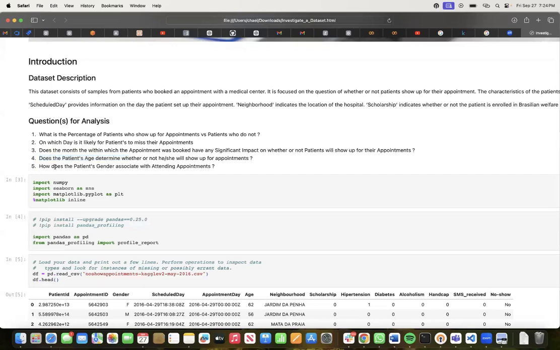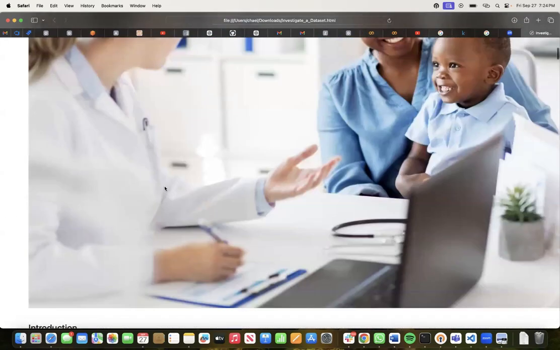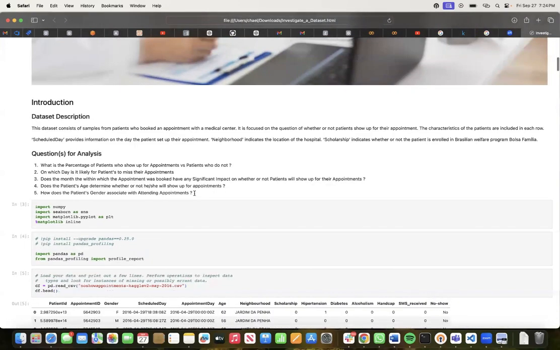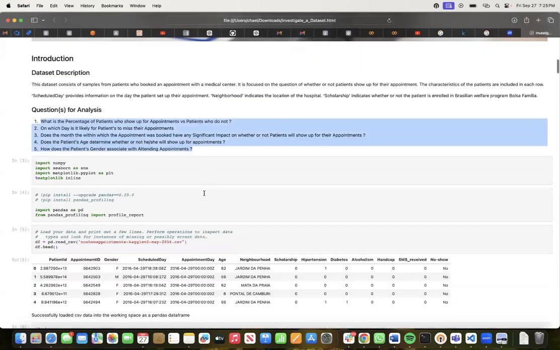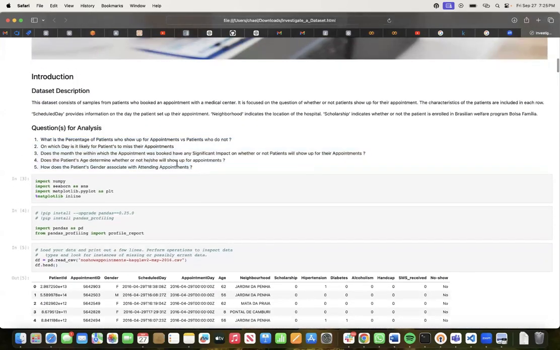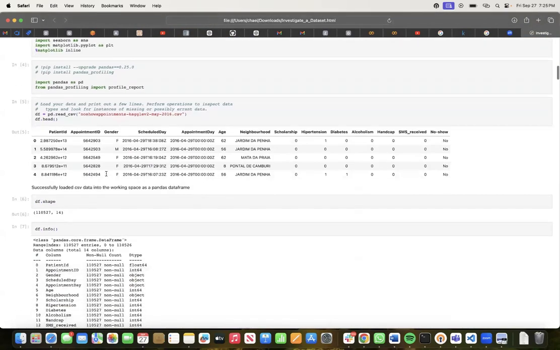And the last one, how does the patient's gender associate with attending appointments? Is it that males are attending appointments better than females? If that is the case, then why? Do you get it? At the very start of the whole process, I decided to state the questions that are bothering me and then try to answer them. So the entire Jupyter notebook does analysis in order to answer all these five questions. And that is what we'll go through.